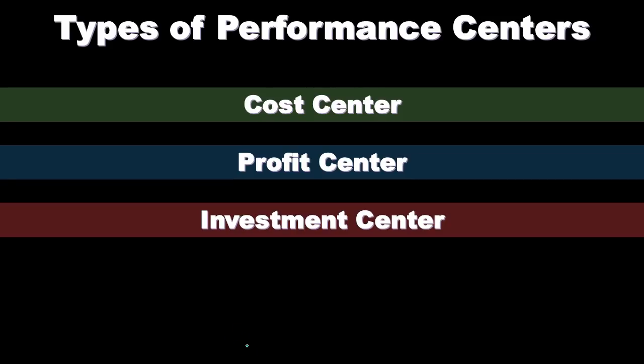So our goal here in essence is that we have the company, we're going to break the company up into different types of centers. We're going to label those centers as cost centers, profit centers, investment centers, then put together appropriate goals to help the measurement of the performance of those centers.